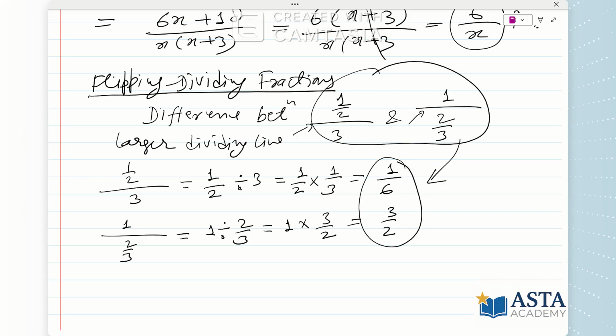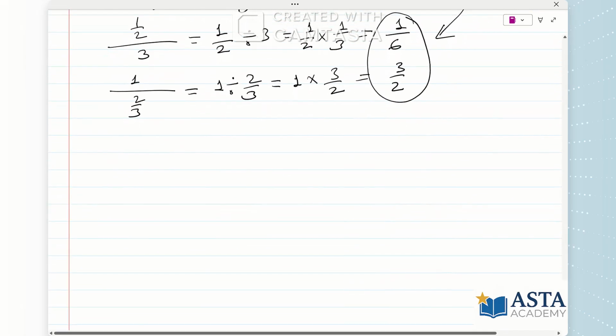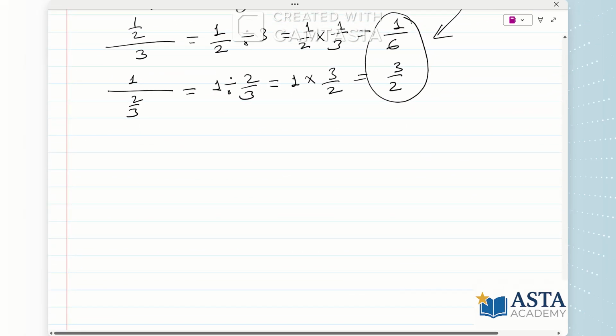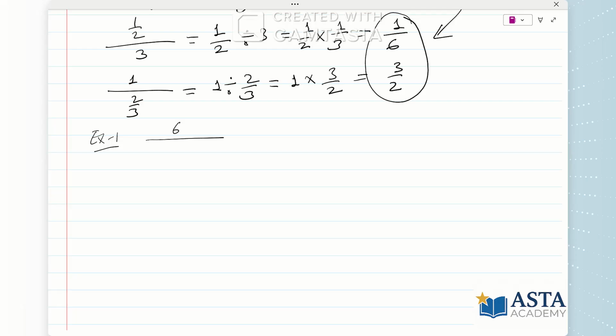You will use exactly the same logic when you are dealing with expressions. I'm going to take up an example of an expression. So you have 6 divided by 24 divided by x. What is this equal to? Well, you can write it as 6 divided by 24 by x. This is going to be equal to 6 multiplied by x divided by 24. You just flip it.